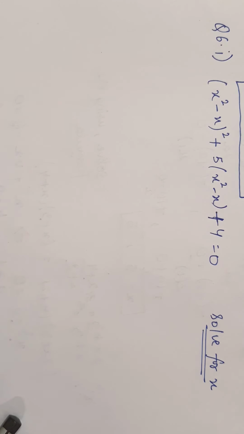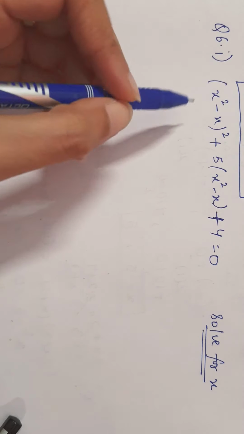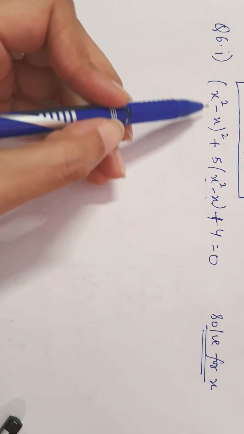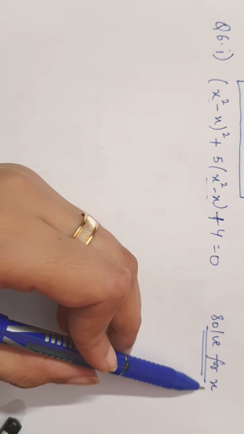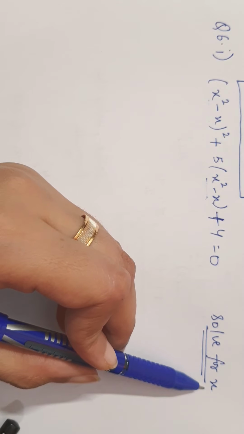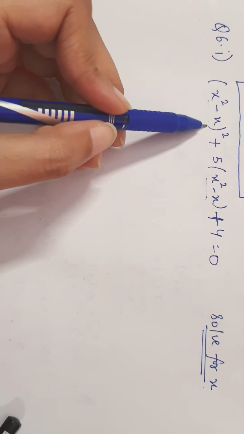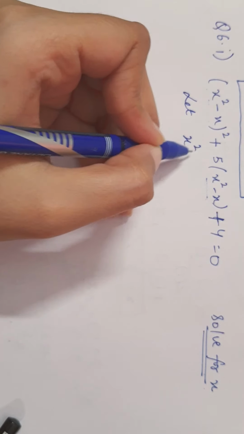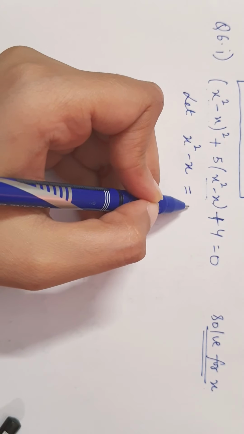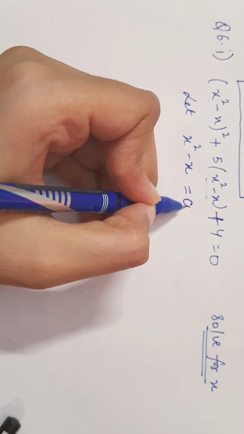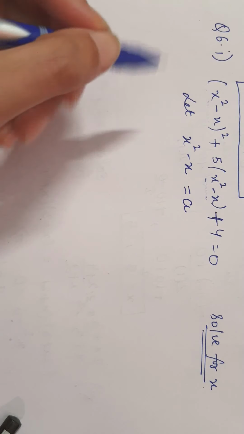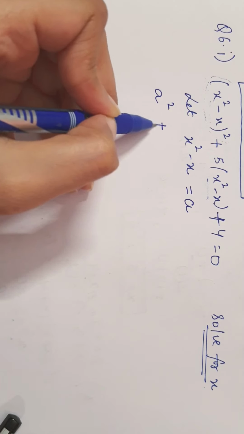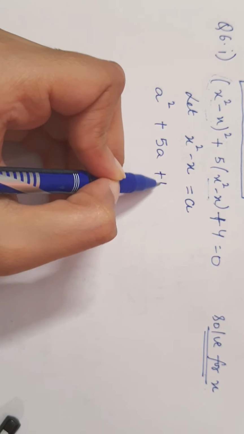Question number 6, first part, last type of question for today. Now as you can observe, both the brackets contain the same expression, and again they are saying solve for x. They are not mentioning the method here, so it's up to us. So first of all, let's make this question a bit easier. Let this bracket expression be some easy variable, say a. Variable you can choose on your own. So this becomes a square plus 5a plus 4.